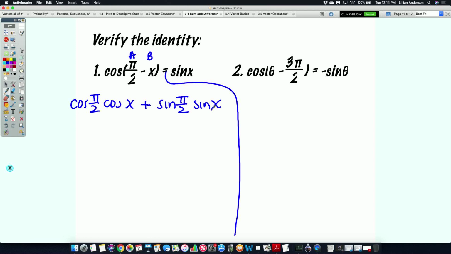What's the cosine of pi over 2? 0. So this becomes 0 times the cosine of x. What's the sine of pi over 2? 1. So that's 1 times sine x. What does that become? And that's why it works. So we can use the sum and difference identities to also verify as well.